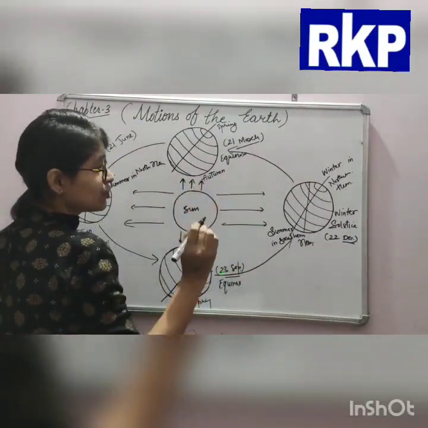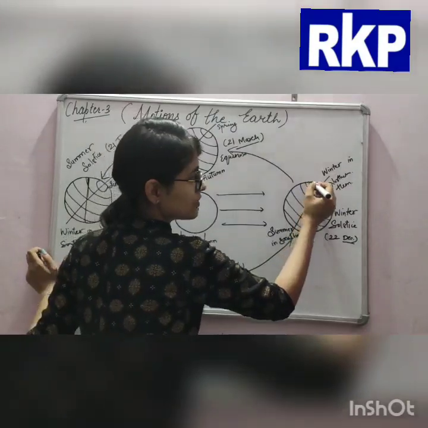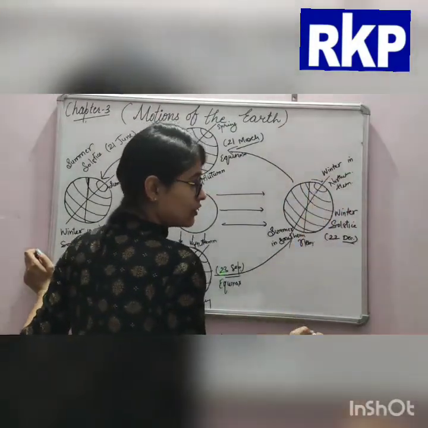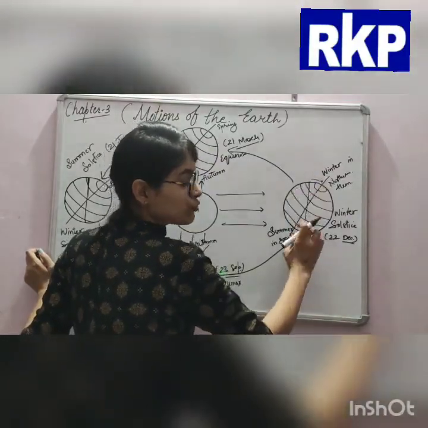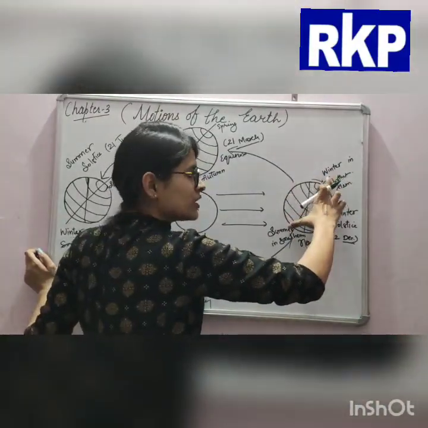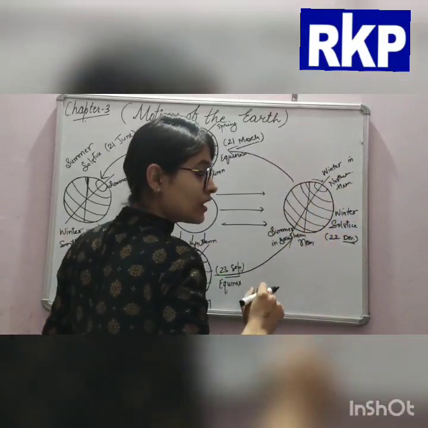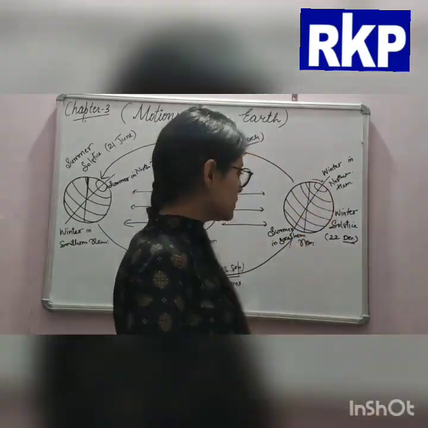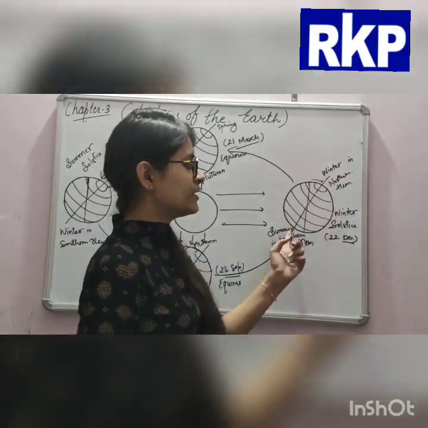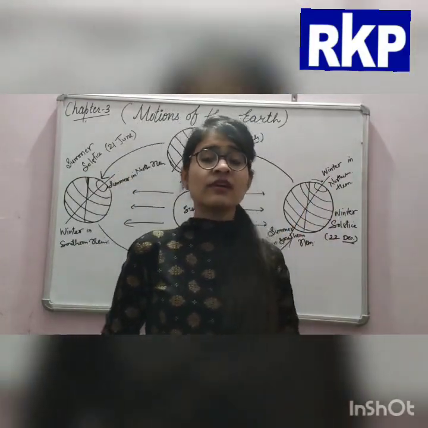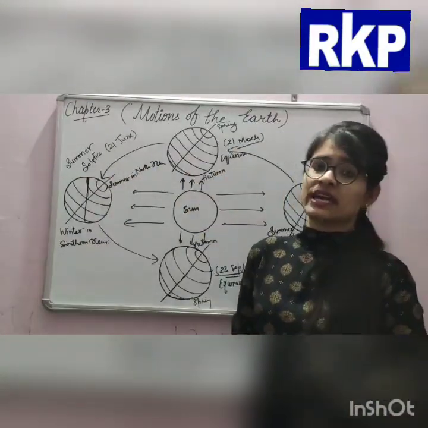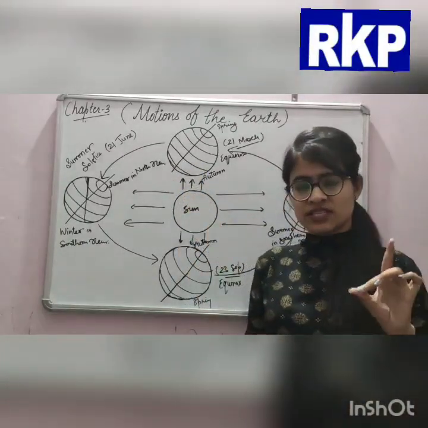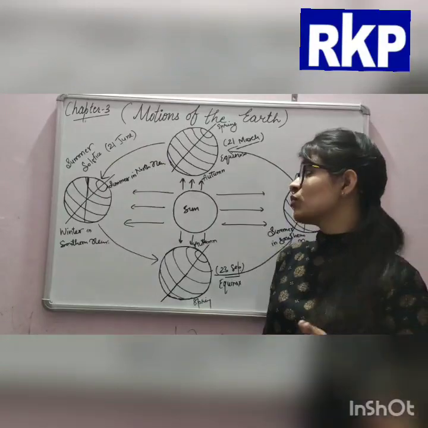So we know that the Earth is like this, but it is tilted 23.5 degrees. It has a north and south pole, but it is tilted at 23.5 degrees. So it is north pole and it is south pole. Clear? Because of the tilt of the axis, seasons occur, and next is revolution.